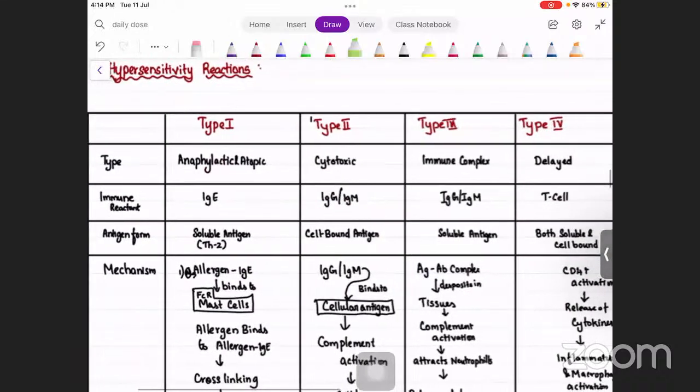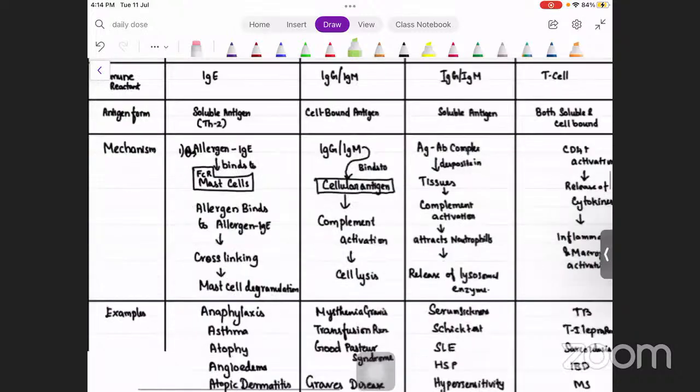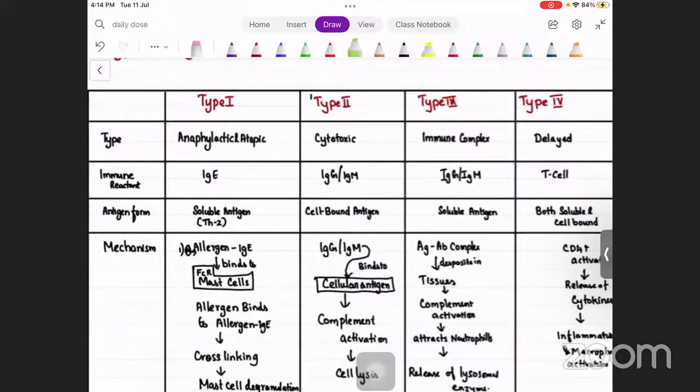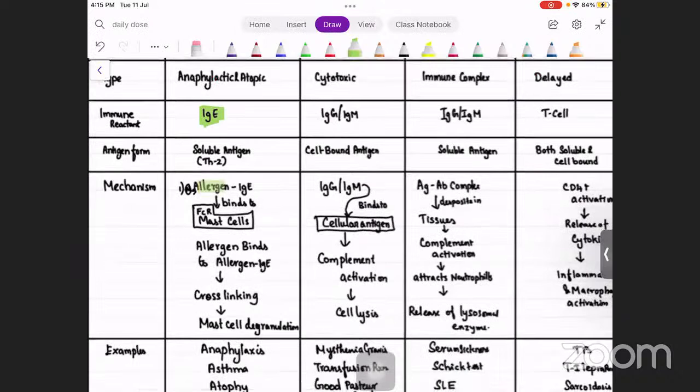Then you have the hypersensitivity reactions. We have 4 types of hypersensitivity reaction. The first one is type 1, which is mediated by IgE, as we studied. The mechanism is that the allergen and IgE bind to the Fc receptor on mast cells. Then you see the cross-linking, and then you see the mast cell degranulation.